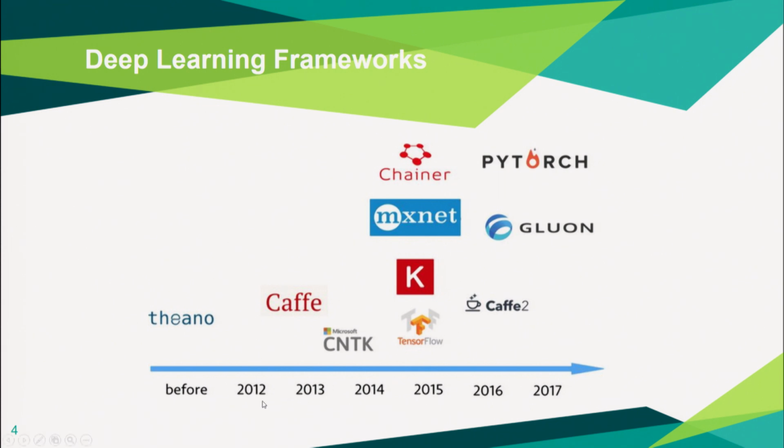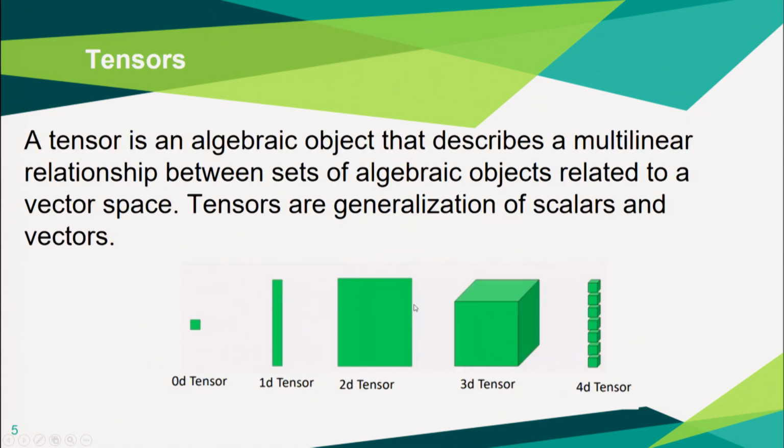Moving on, we have very different frameworks while dealing with deep learning, and over the years, from 2012 or before that till 2017 or after that, we have various frameworks here. Here we are going to use TensorFlow and Keras for our deep learning models. TensorFlow was released in the year 2015. Now, moving on to the actual definition of a tensor. A tensor is an algebraic object that describes a multilinear relationship between sets of algebraic objects related to a vector space, and tensors are a generalization of scalars and vectors.